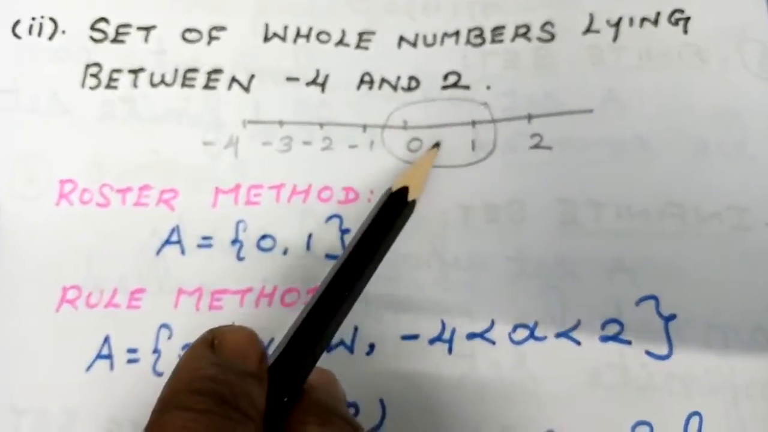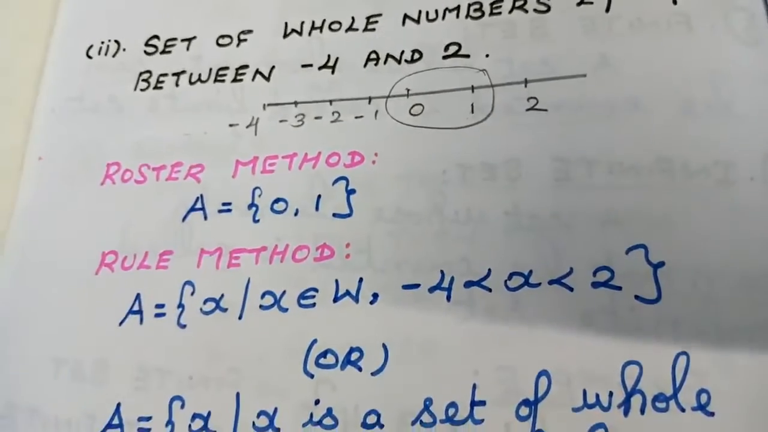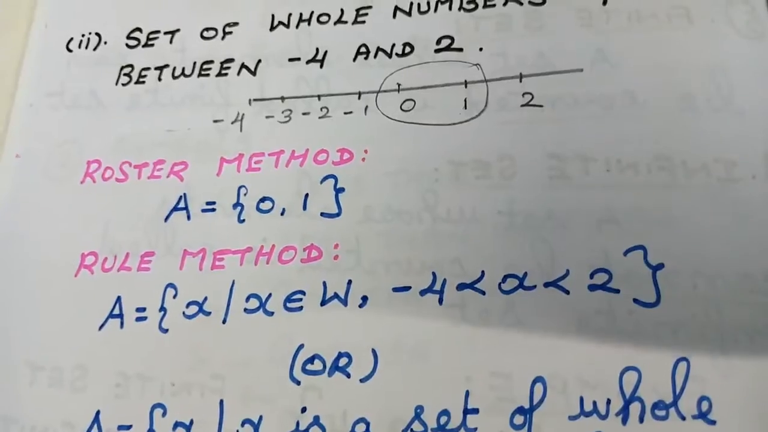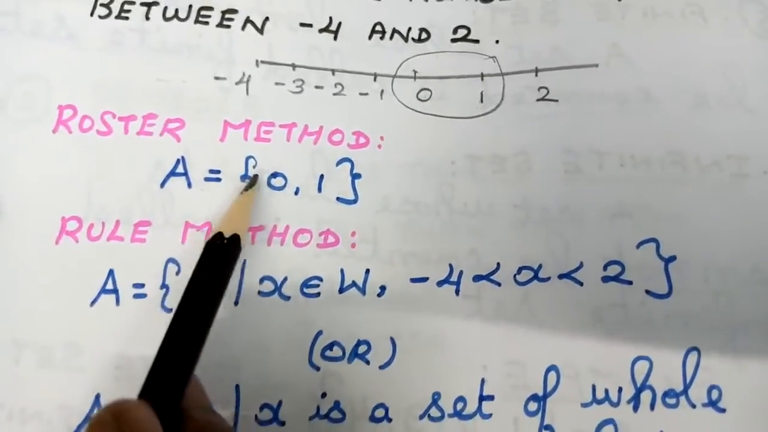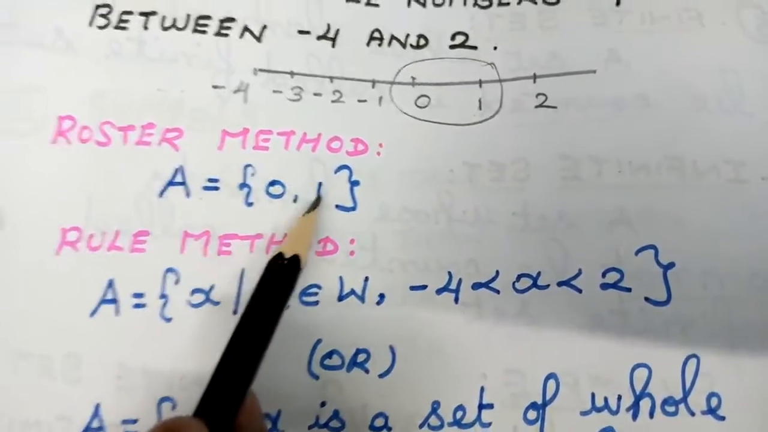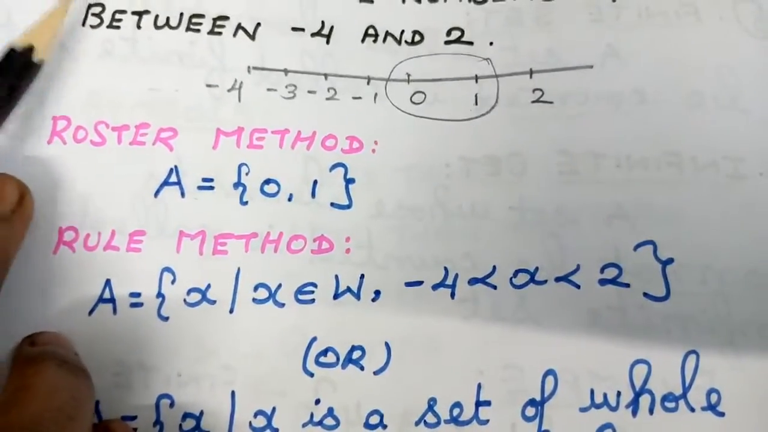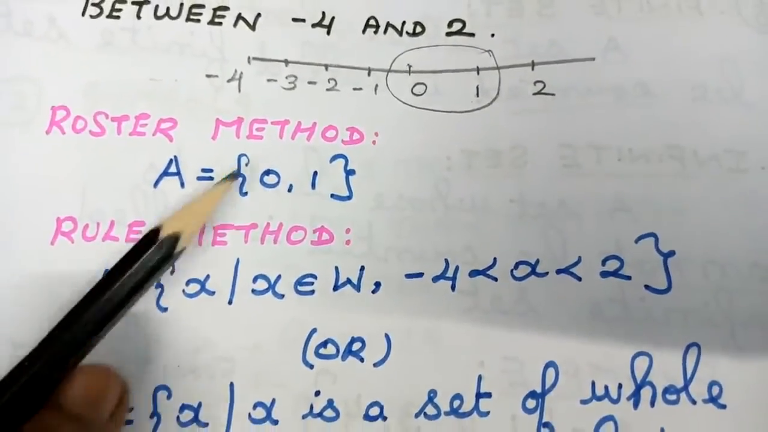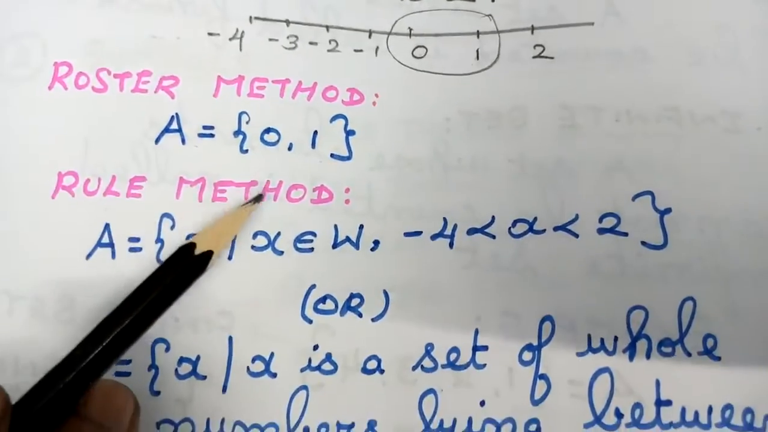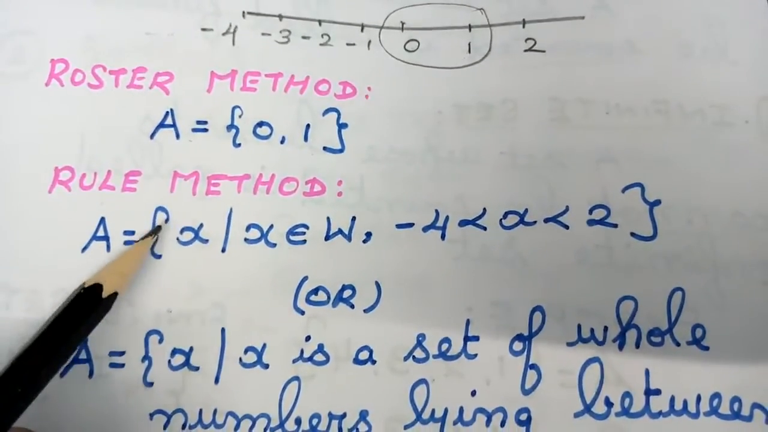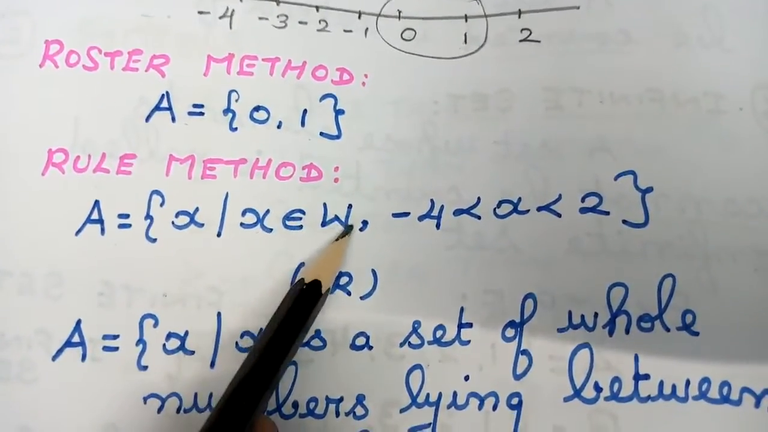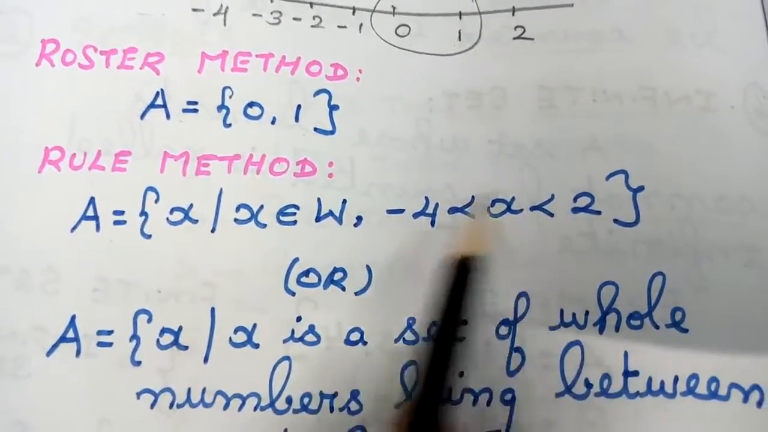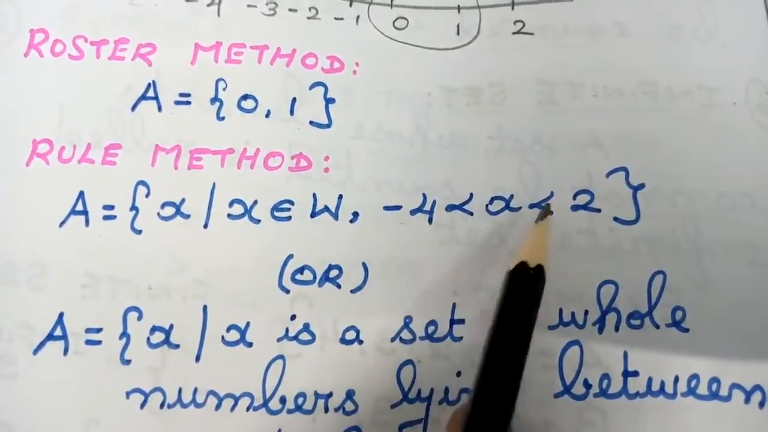In your number line, we are going to take only these two values, and those two values I am going to write in roster form, students. That is capital A equal to, open the flower bracket, 0, 1. From that statement, I write it in mathematical form: 0, 1. Rule method is nothing but I am going to write like this: x such that x belongs to whole number, and I am taking the numbers in this range, minus 4 less than x less than 2.